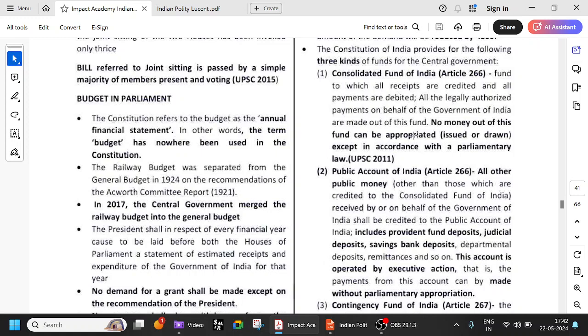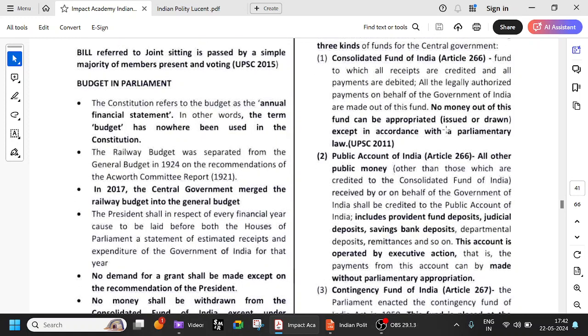No money out of this fund can be appropriated, that is issued or drawn, except in accordance with the parliamentary law. So every year you have a budget. Once the budget is voted, only then, that is with a proper law, you are able to use this money from the Consolidated Fund of India. So all the expenditure of the ministers, payment of salaries, everything is taken from the Consolidated Fund of India. That is where all the money goes, and that is where money is taken from.